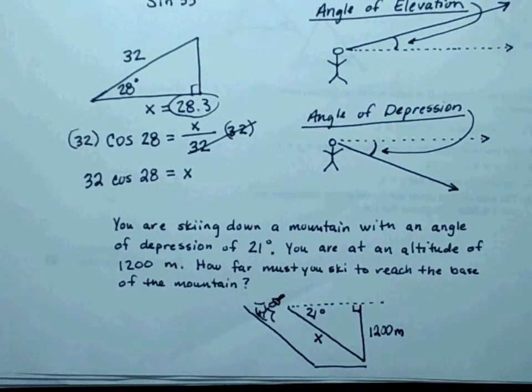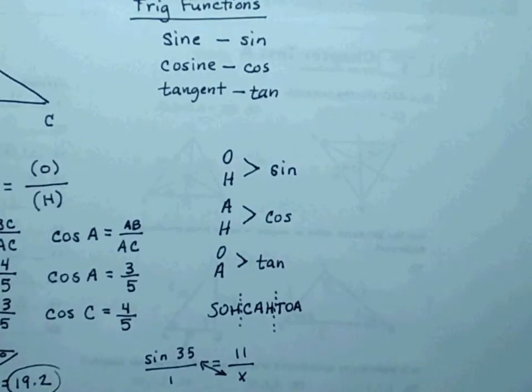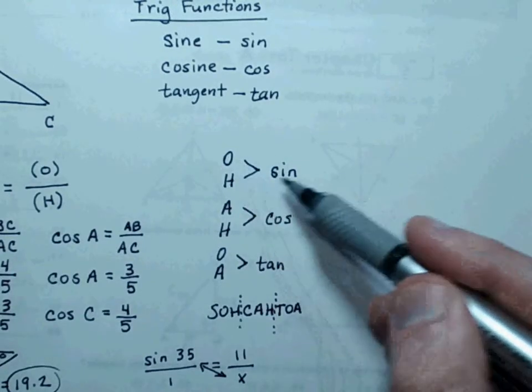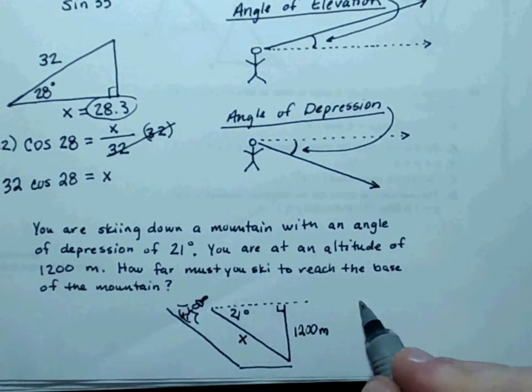Alright? So, let's look at our angle, and the first thing we need to do is figure out which two sides we have. Do we have the hypotenuse, the opposite, or the adjacent side? We're looking at 1,200, it's on the opposite side of our angle. So we have the opposite side, and x is the hypotenuse. So if we have the opposite and the hypotenuse, we're going to use sine, because sine is opposite over hypotenuse. Okay? So, we know that we're using sine.